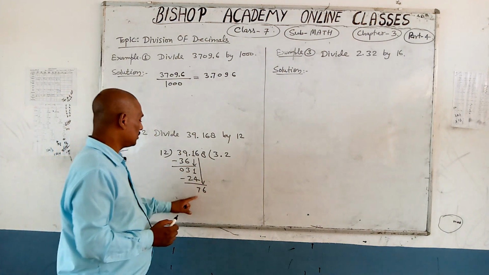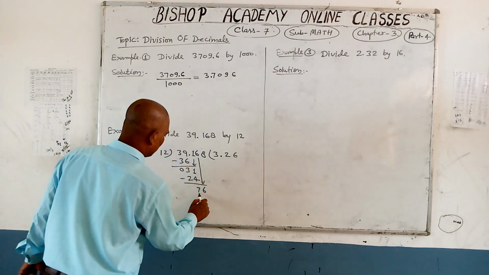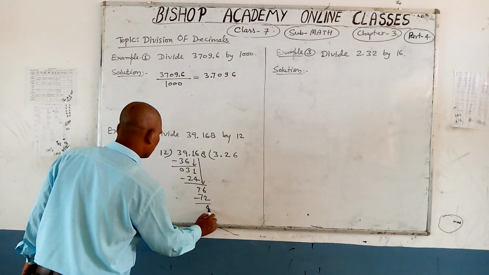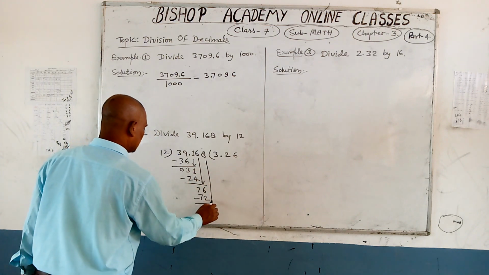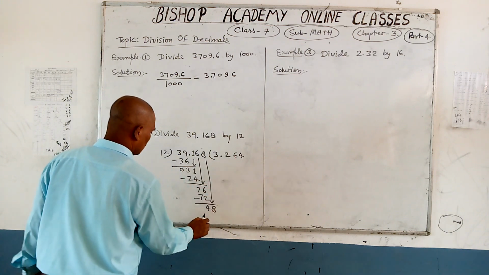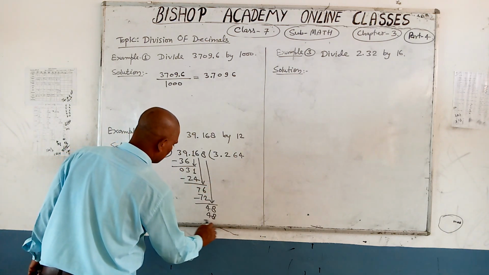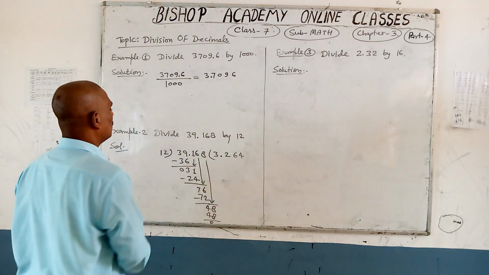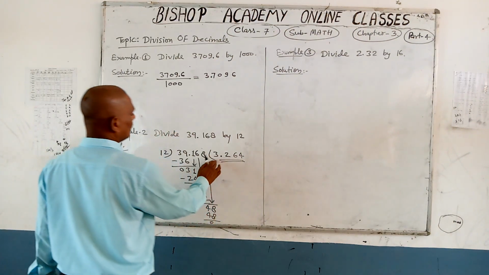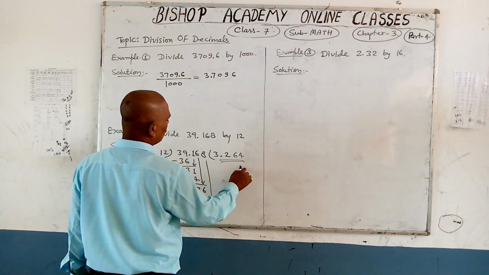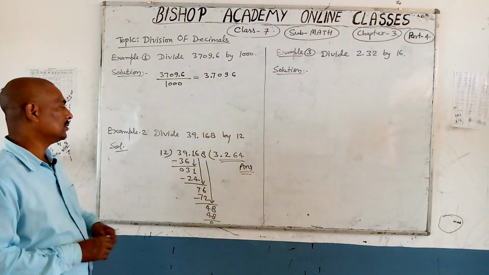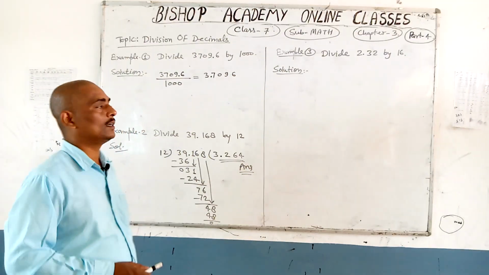12 times 6 is 72. Subtract 72 and get 4 here. Now take down 8 here, and 12 times 4 is 48. Remainder 0. So this is your answer: 3.264. This is your required quotient.